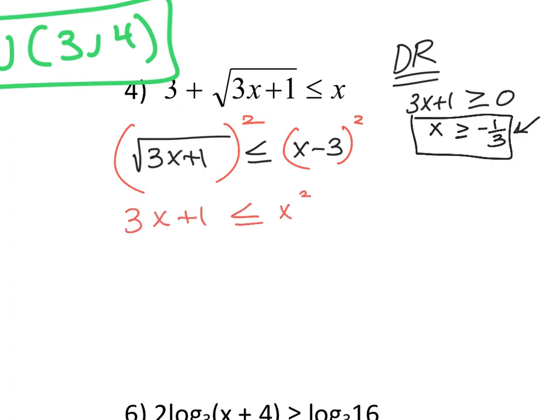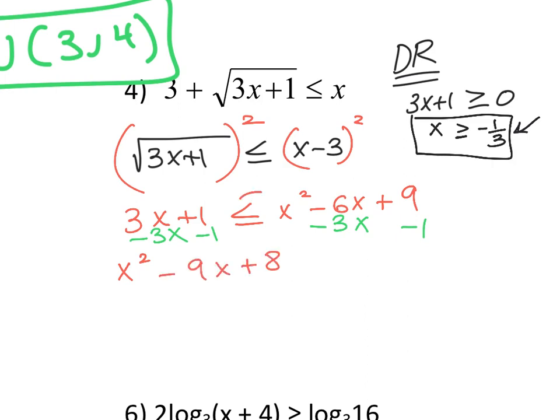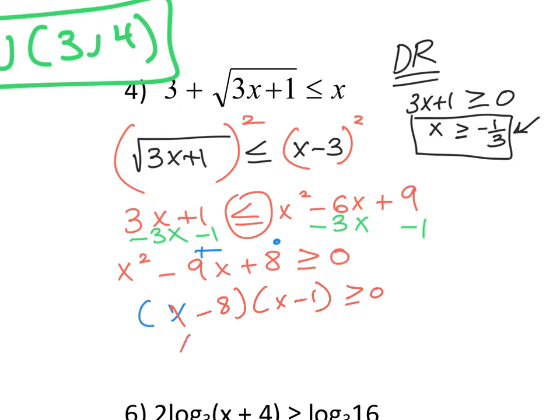So x squared minus 6x plus 9. Now I need to move everything to one side of the equation. So it's going to be x squared minus 9x plus 8 greater than or equal to 0. So that means I need all the positive values. I need anything that would make this polynomial 0. So what multiplies to give me 8 and add to give me negative 9? And the answer is x minus 8 and x minus 1. Now, that means that my two possible solutions are 8 and 1.